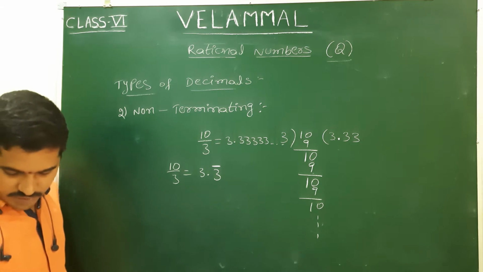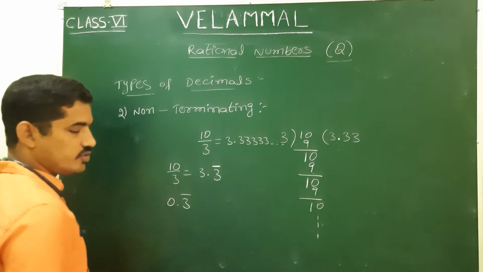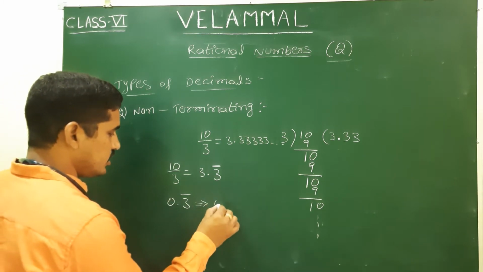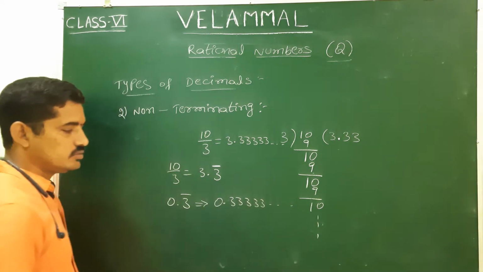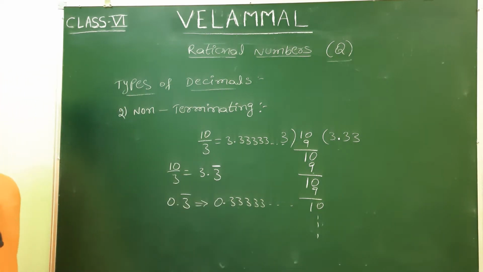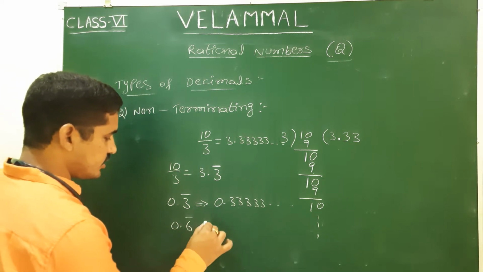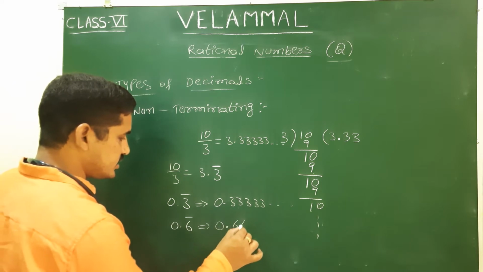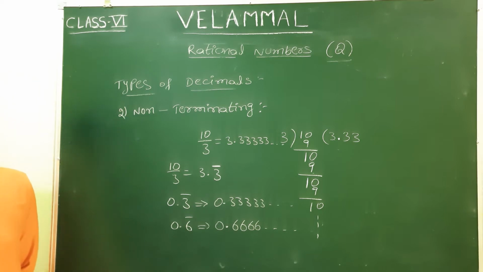For example, we take 0.3 bar. It is nothing but 0.3333 and so on. It is also one example of a pure recurring decimal. In the same way 0.6 bar also we can take. That is 0.6666 and so on. So these are all examples of pure recurring.